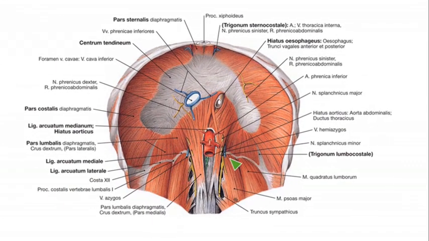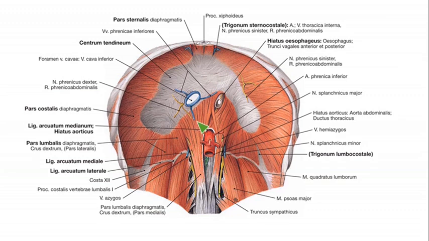This is the medial arcuate ligament. Here it is on the right side. And then we also have one that lies lateral, and that is the lateral arcuate ligament on the right side of the body. And then we have the left arcuate ligament. So the lumbar portions have attachments to those two ligaments.